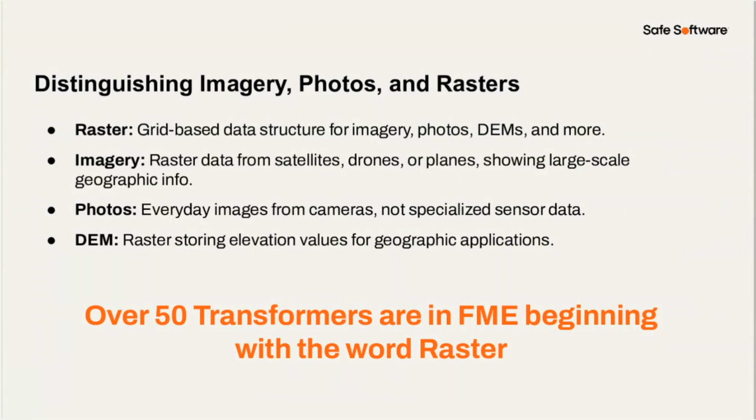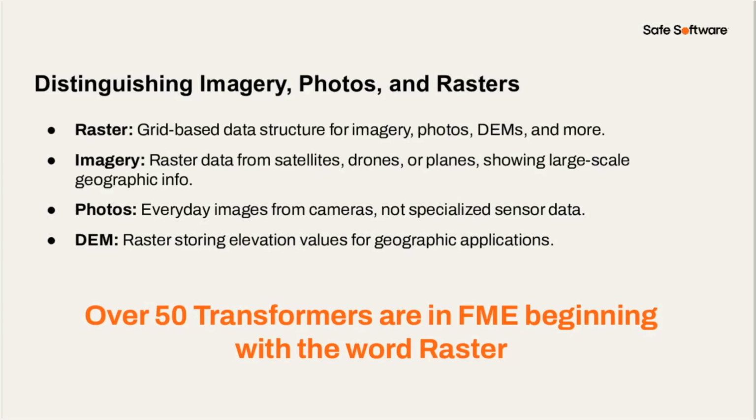Firstly, we need to distinguish between imagery, photos, and rasters. A raster is the technically accurate term for referring to a data structure that organizes information in a grid of pixels. Imagery is a type of raster typically captured by sensors on satellites, planes, drones, or other platforms. Photos, I'm sure we're all familiar with photos. It's a more generic term, commonly used to describe images captured by cameras.